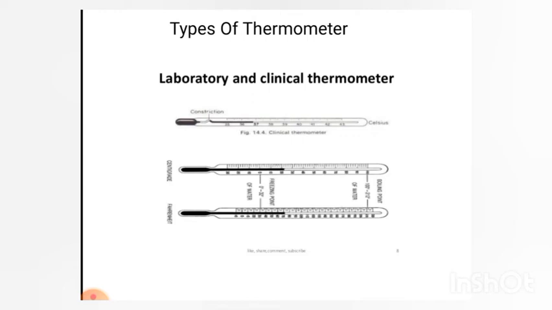And the laboratory thermometer is also made up of a glass tube, and there is a kink in it which prevents the backflow of the mercury. Inside it there is a capillary tube in which the mercury is filled, and when the temperature rises, the mercury level expands, and when the temperature is low, the level contracts.